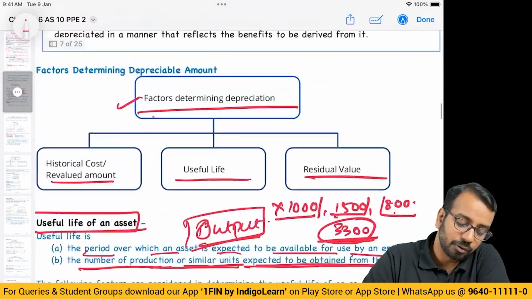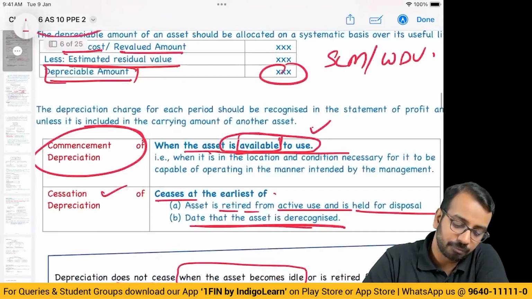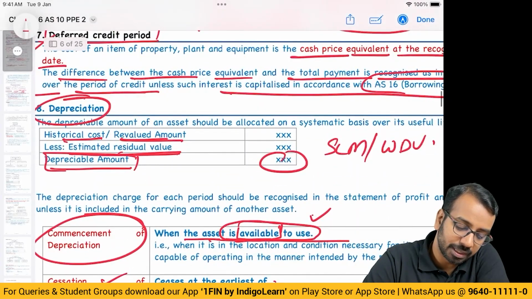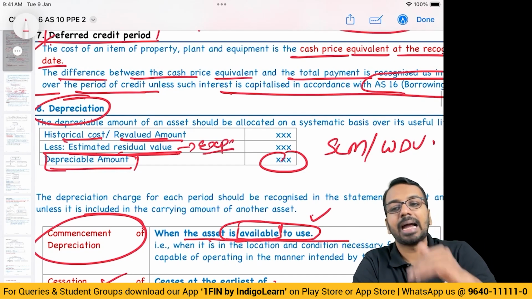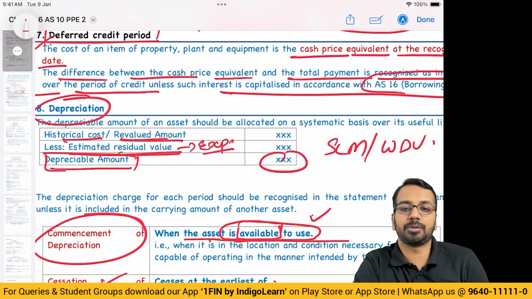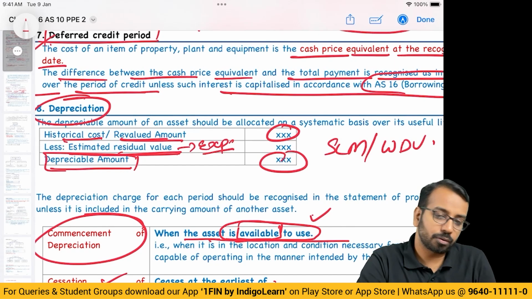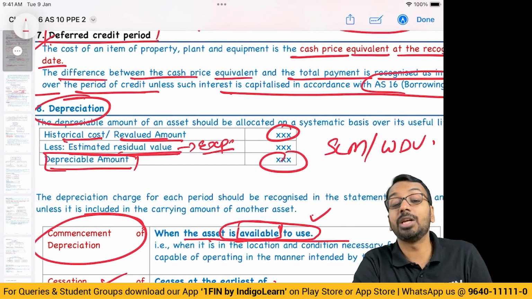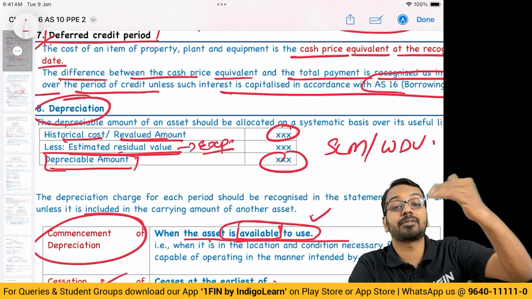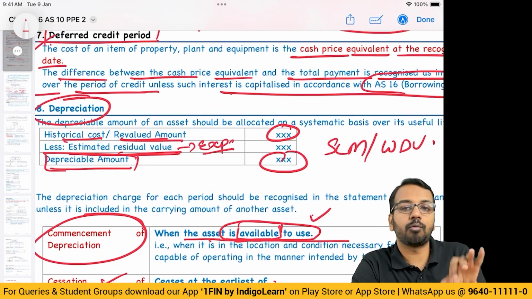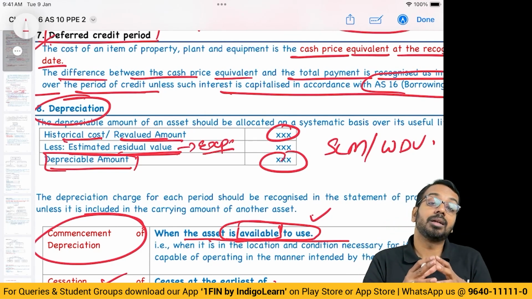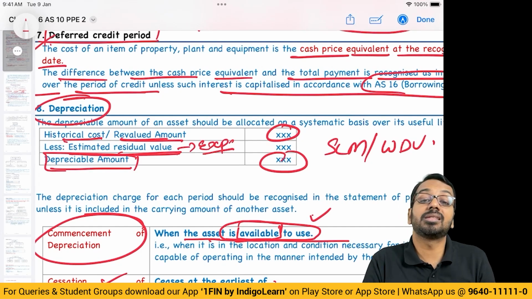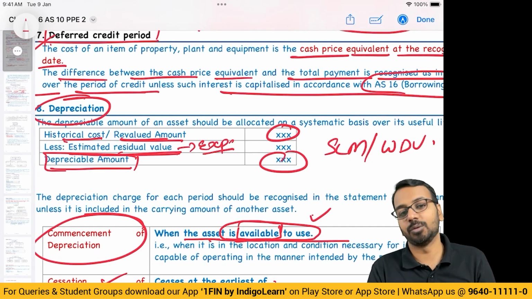Then we have residual value. While calculating depreciation, we said cost minus residual value. This is the value that is expected to be realized at the end of the useful life in today's terms. Because cost is also in today's terms, the residual value is also determined in today's terms, not what you will get after 15 years, but today's value of what you will get after 15 years. But for exam purpose, no need to break your head. The question will directly tell you that this is the residual value, and accordingly you will have to do the question.